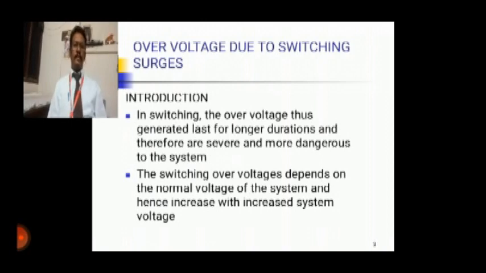Normally, switching surges occur within the power system. In switching, the over voltage generated lasts for longer durations. It is considered much more severe and dangerous, and has to be prevented at the earliest, or at least at the time of occurrence of switching surges. Switching surges depend upon the normal rated voltage. Whenever the rated voltage increases, the switching surge voltage also increases.